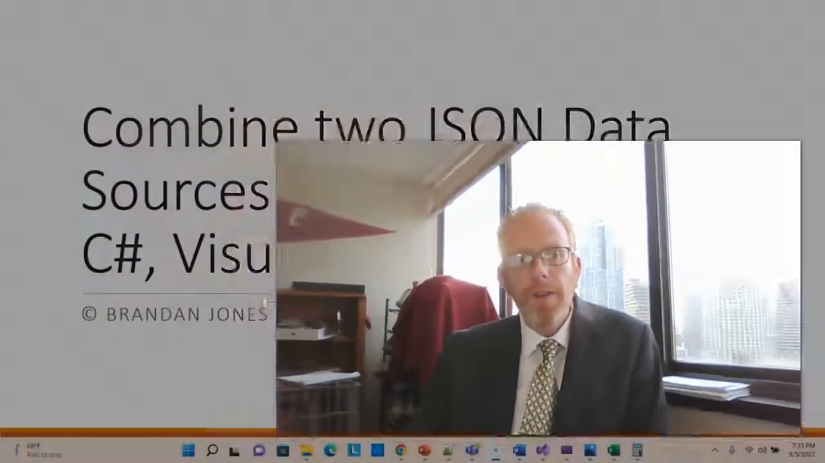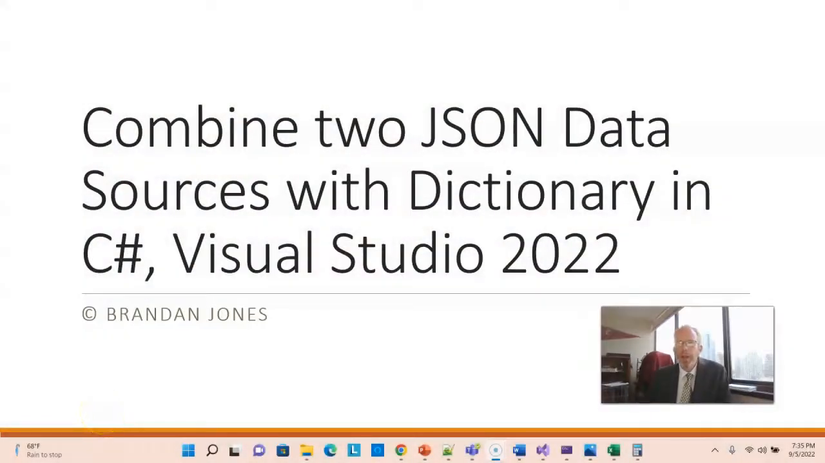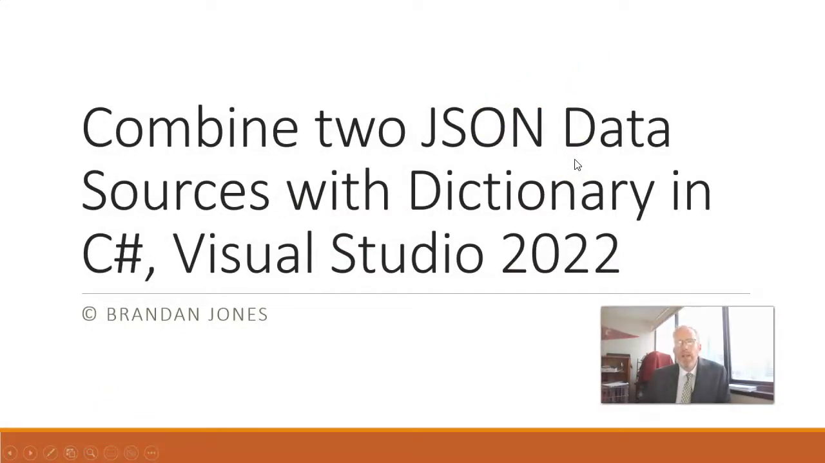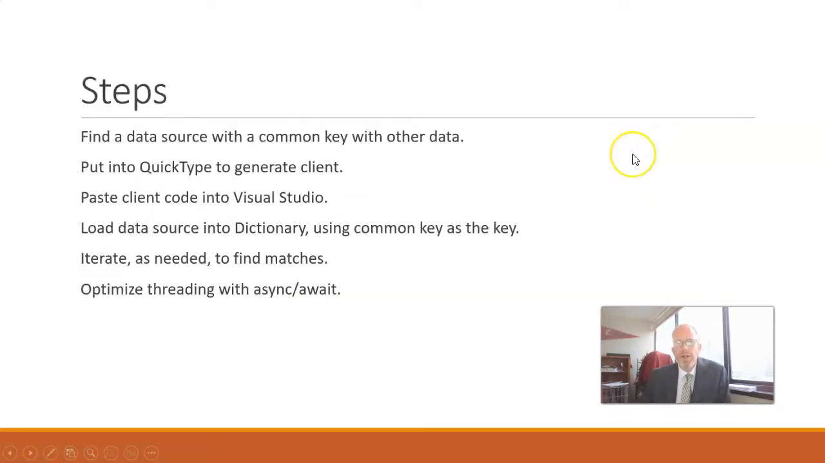In this video, I'm going to describe how to combine two JSON feeds together using a dictionary in Visual Studio 2022. So I'm starting with a project where I have already consumed one JSON feed, and in this video I'm simply going to consume a second JSON feed using similar steps and then put them together with the dictionary.